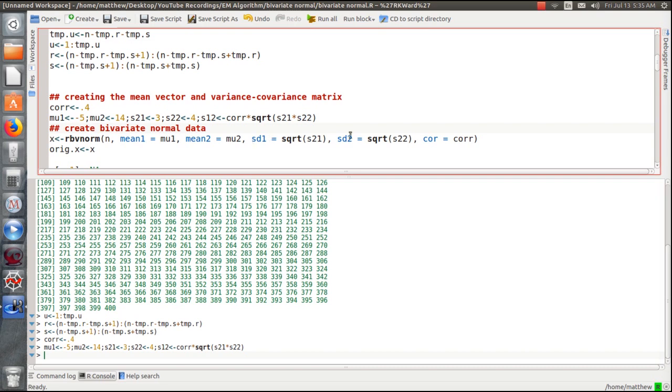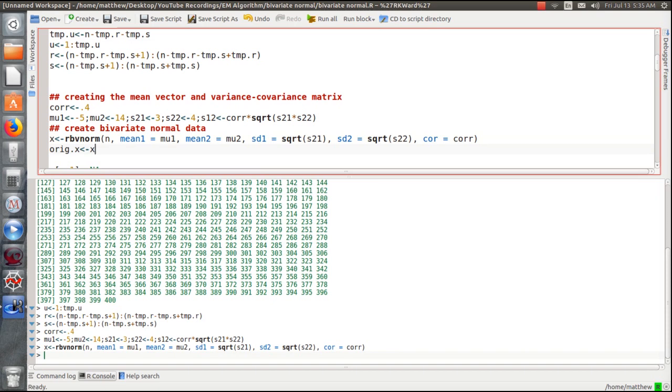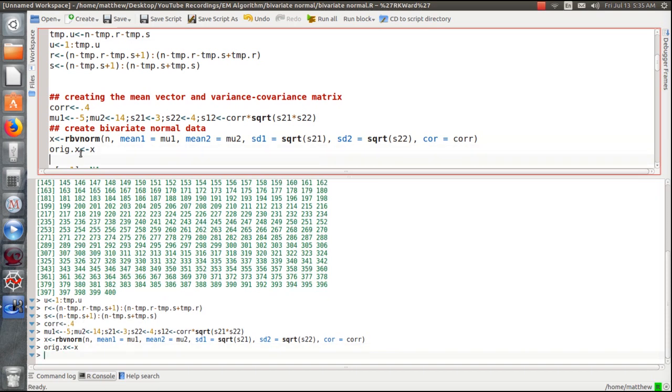Here they want standard deviations as opposed to variances, so we just take the square root. And they want the correlation. So we generate n observations, which are 500. Boom, store them in R. And I'm going to store what we just created into, I'm going to call it original X, so we can get maximum likelihood estimates of our original data and see how close they are when we're just randomly putting missing observations in there.